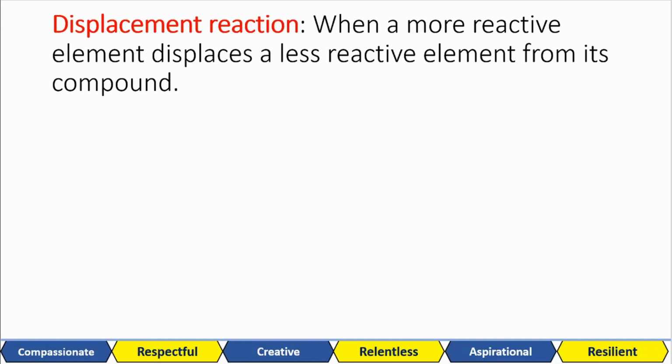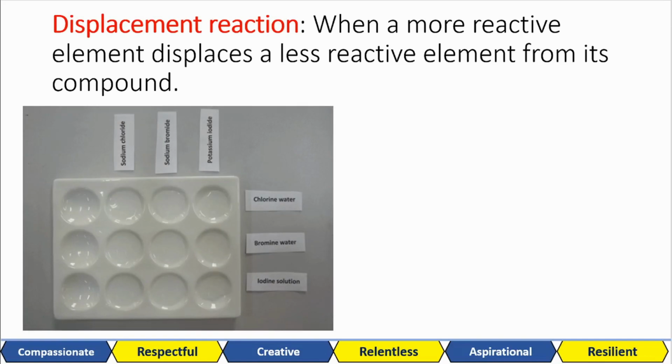A simple displacement reaction you may do in class would look something like this. You have a spotting tile with 3 different compounds. This column is sodium chloride, this one is sodium bromide, and the last one is potassium iodide. So we've got our different halide ions going down in each column. The easiest way to react our halogen to the compound will be to dissolve them in solution. Hence we've got chlorine water here, bromine water here, and iodine solution here.